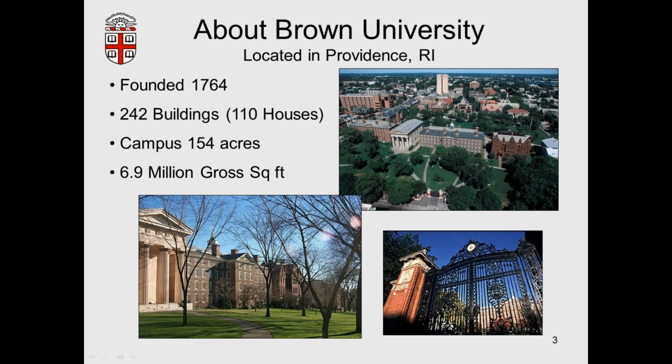So about Brown, we're located in Providence, Rhode Island. Compared to a lot of the schools that we interact with, we're relatively small, but we have about 242 buildings. But that's a little deceiving because 110 of those are houses. And because of the age of the university, a lot of those are historic old Victorian homes that house academic departments and whatnot. Campus is about a total of 154 acres, and we're running close to 7 million square feet now.